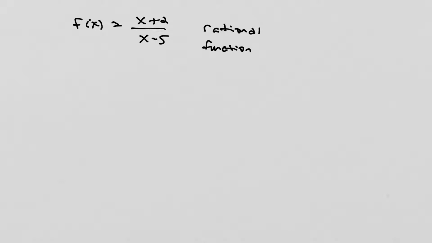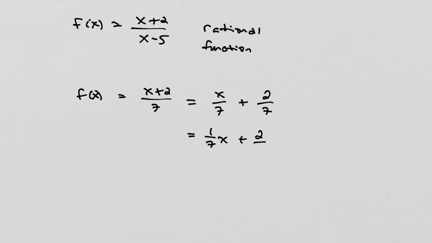I said we want to have a variable in the denominator because what if I just had x plus 2 over 7? If you remember your properties of fractions, I can break that apart and make it x over 7 plus 2 over 7, which is the same thing as 1/7 times x plus 2 over 7, which is just a line. So again, for a rational function, make sure we have some type of variable down there.